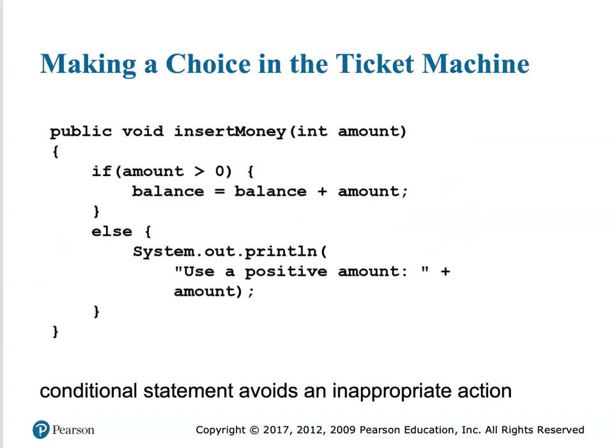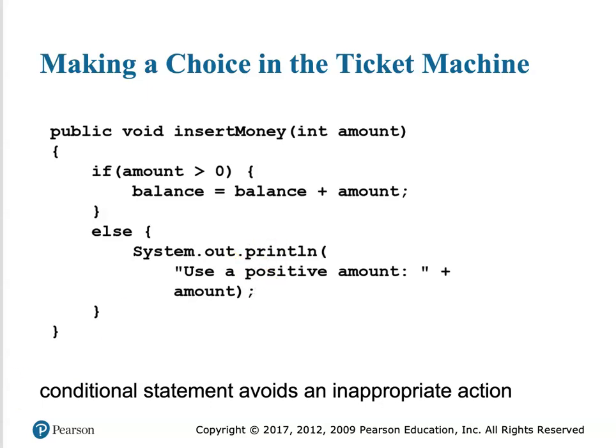Okay, so let's make a choice with the ticket machine. When we insert money, let's first make sure that we're not pulling money out. So if the amount is greater than 0, then we add it to the balance. If the amount is 0 or less than 0, then we'll print out, use a positive amount. The amount you gave was this. And this means that we are not able to extract money from the machine and take money away from the balance, which is a pretty good thing. I mean, if you're the owner of the machine anyway.